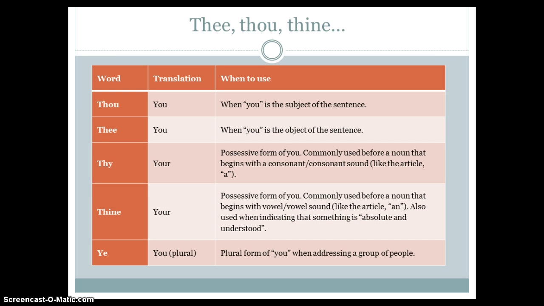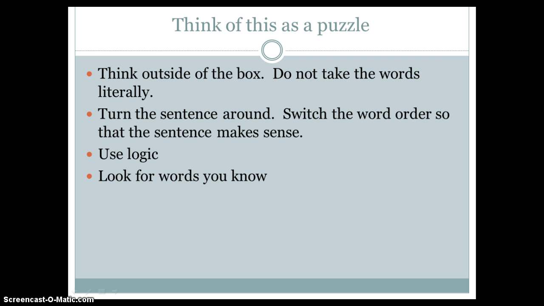Okay, so thee, thou, thine. Thou is you, when you is the subject of the sentence. Thee is you, thy is your, thine is your, ye is you. Some people think thee is me. All you need to know is these are pronouns. You don't need to know when it's the object. When you hear thou, thee, thy, thine, ye: pronouns, pronouns, pronouns. Don't be confused.